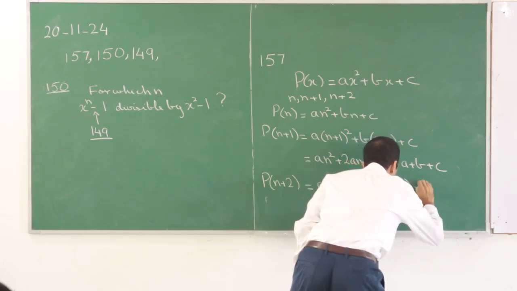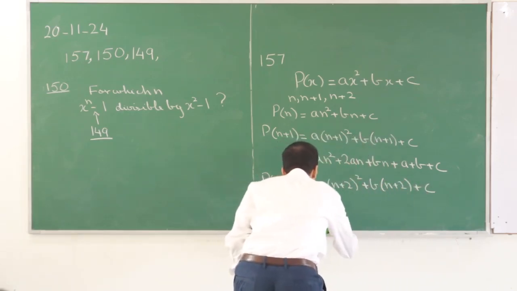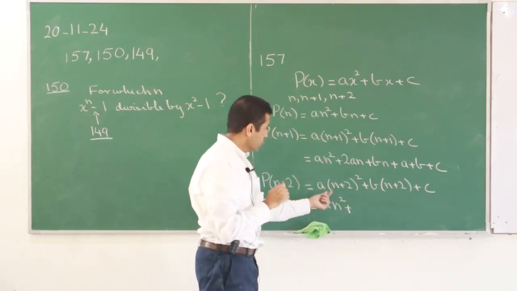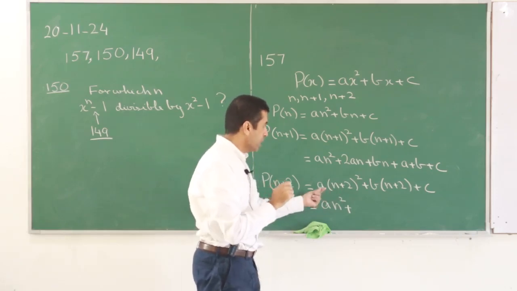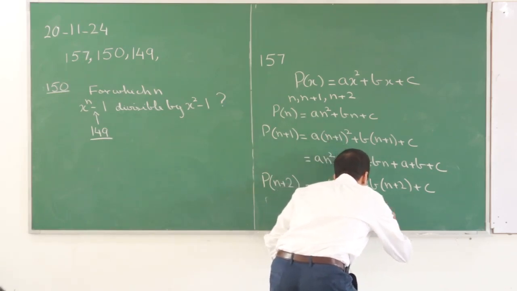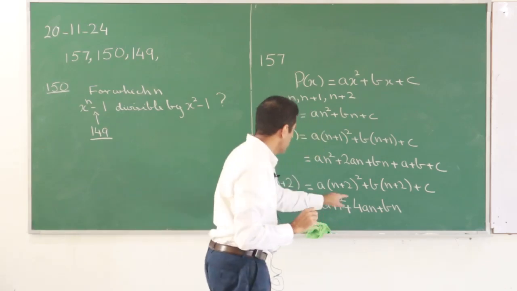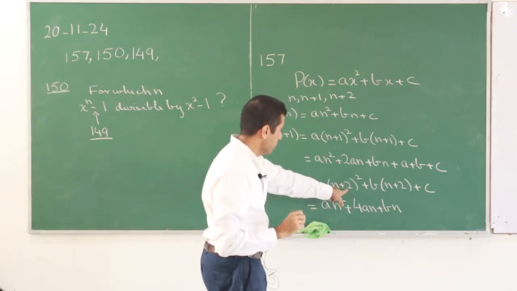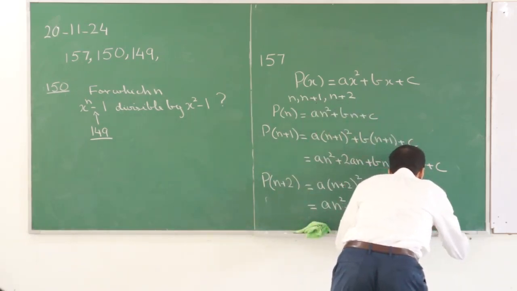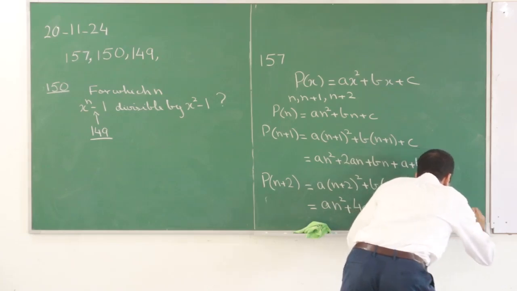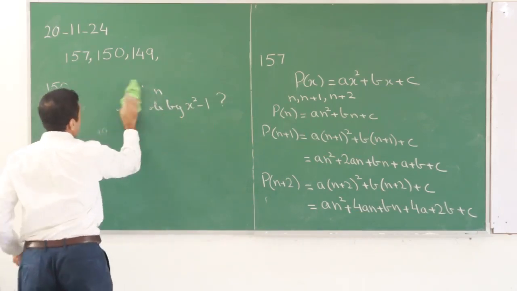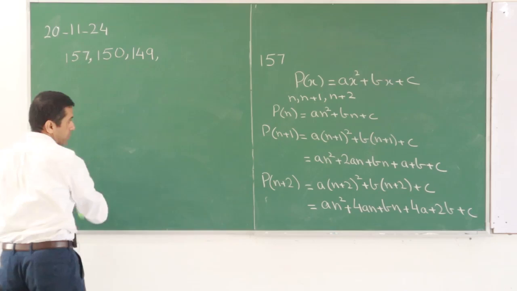Now p of n plus 2 will be equal to a multiplied by (n plus 2) whole squared plus b times (n plus 2) plus c, which turns out to be equal to a n squared plus, now I'm going to get a 4n from here, so I'm going to get 4an plus bn. Then I'm going to get a 4a from here, 2b from here and a c from here. So I'm going to get 4a plus 2b plus c. Okay, hopefully the math is correct. And now the algebra is correct.